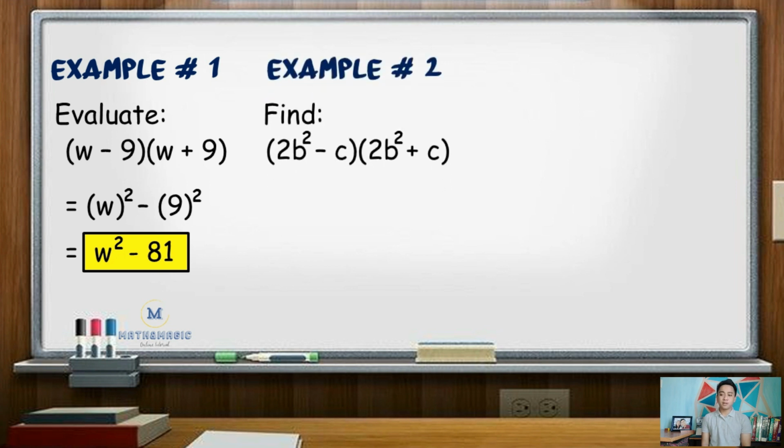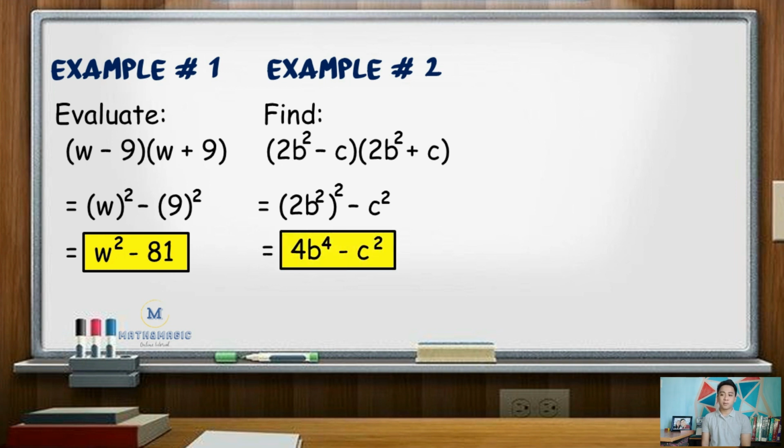Another example, say quantity 2b squared minus c times quantity 2b squared plus c. Doing the same process, get the square of 2b squared, then minus the square of c. The square of 2b squared is 4b to the fourth minus c squared.